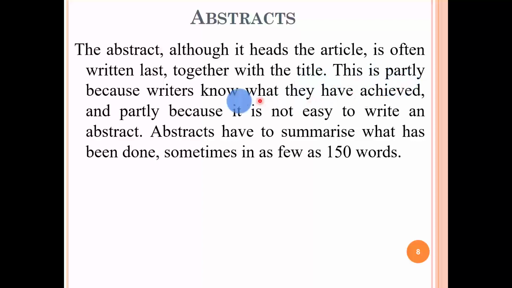So this is partly because writers know what they have achieved, and partly because it's not easy to write an abstract. Abstract is one of the difficult parts of the papers because it summarizes the whole paper. Okay. So abstracts have to summarize what has been done, sometimes in as few as 150 words. So this is the average.